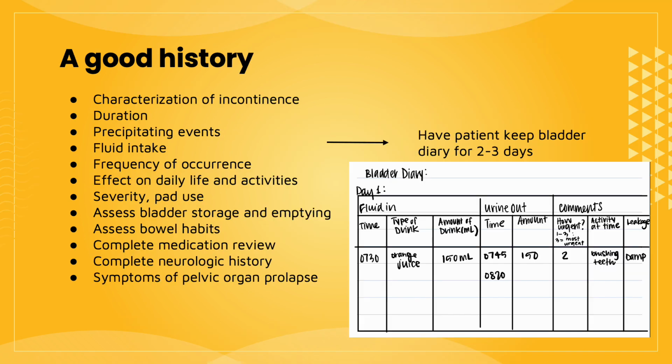At the initial office visit when a patient presents, you need to take a thorough history. Characterizing the incontinence can be done with a series of questions or questionnaires. Understanding the duration, precipitating events, severity, and impact on quality of life can change management. You should assess bladder storage symptoms such as frequency, nocturia, urgency, and incontinence, and bladder emptying symptoms such as hesitancy, slow stream, straining to void, feeling of incomplete emptying, and dysuria.